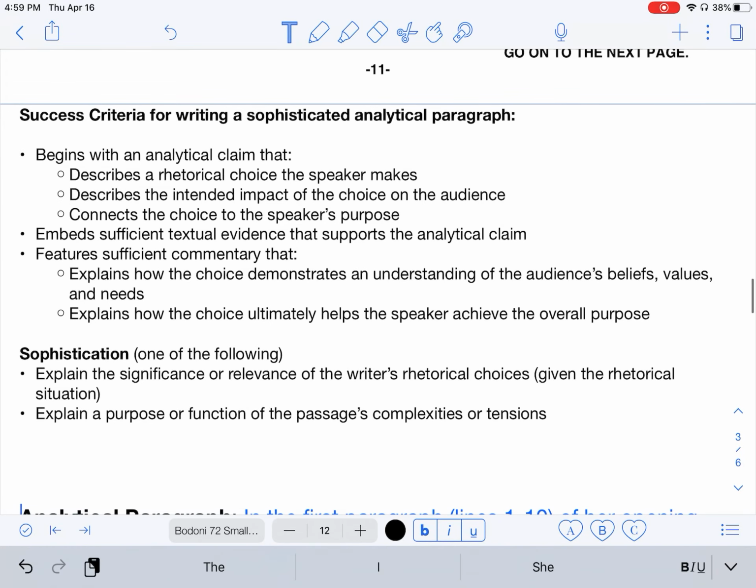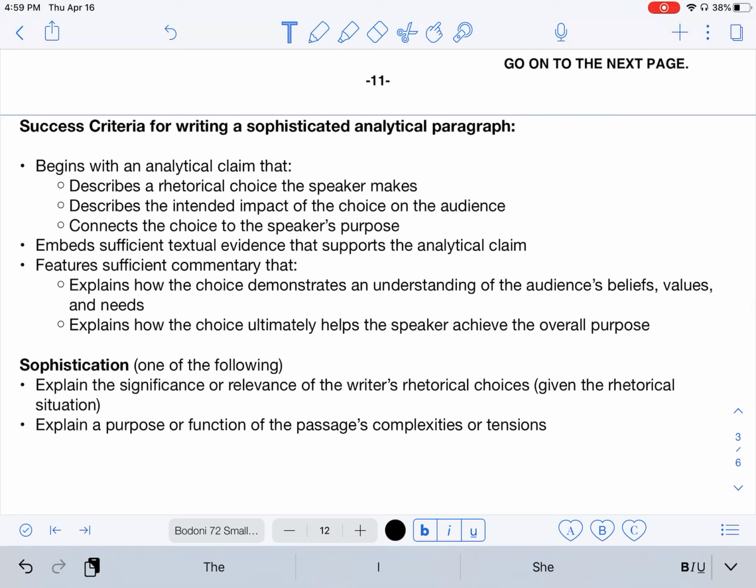So for sophistication, if you're trying to get that sophistication point, explain the significance or relevance of the writer's rhetorical choices, given the rhetorical situation, and explain a purpose or function of the passage's complexities or tensions. You'll see in my exemplar, I'm going to attempt to do one or both of those in order to get that sophistication point.